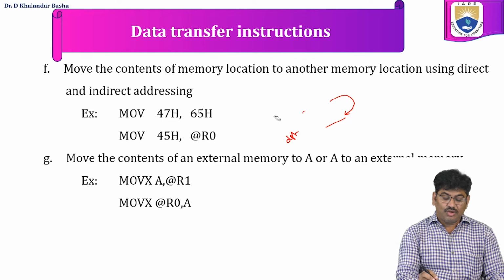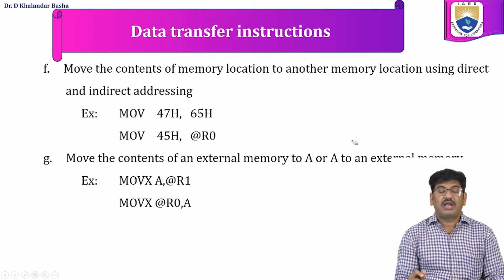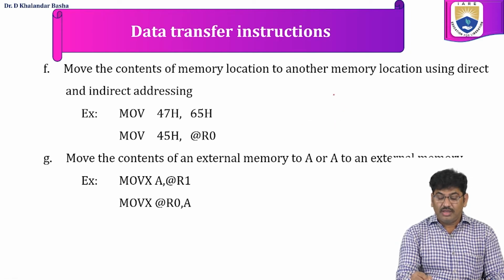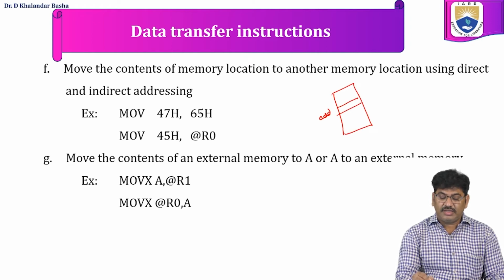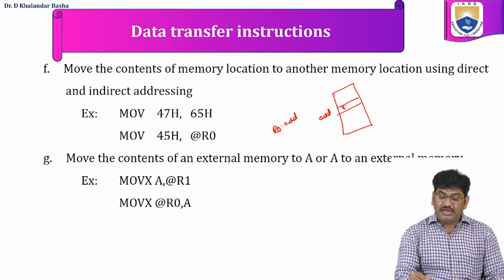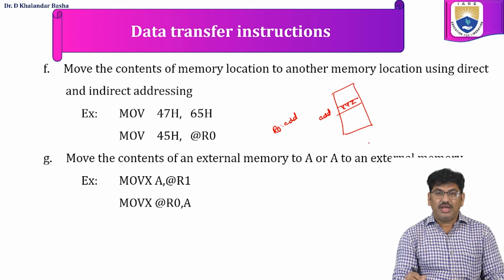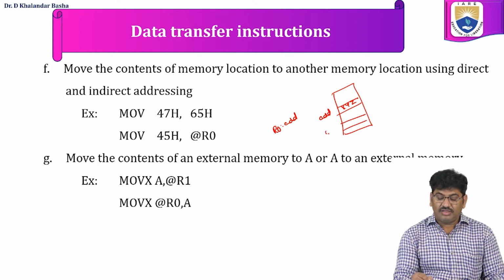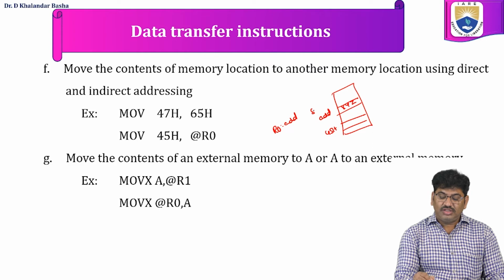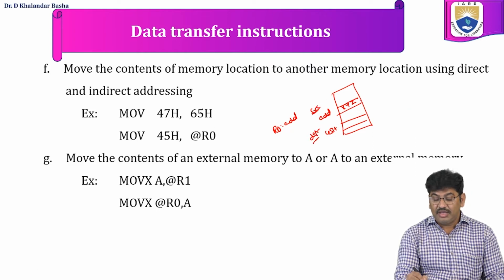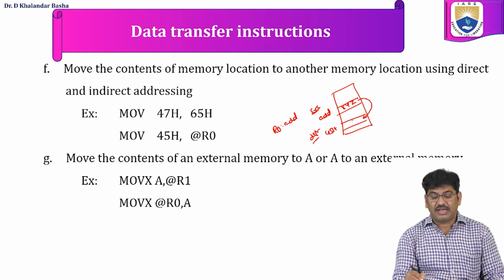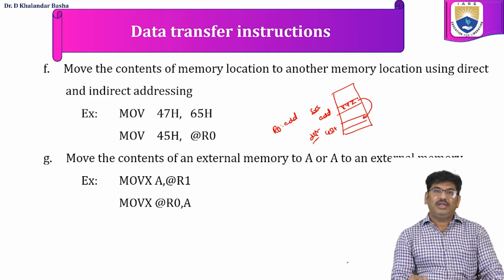The next example is MOV 45H, @R0. Here the source is a memory location whose address is specified in the R0 location. These contents are loaded into the location with the address 45H. So this is the source and 45H is the destination. The contents of the address specified in R0 will be loaded into the 45H location.